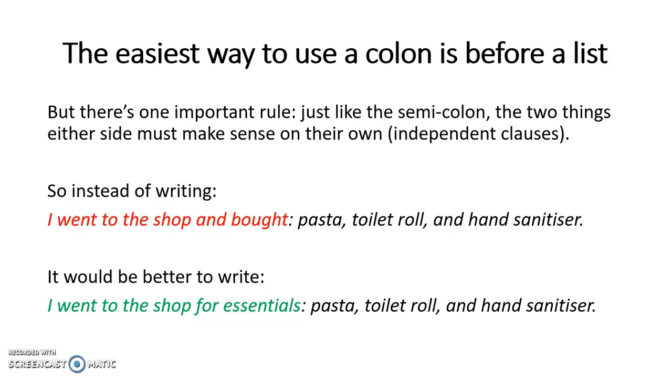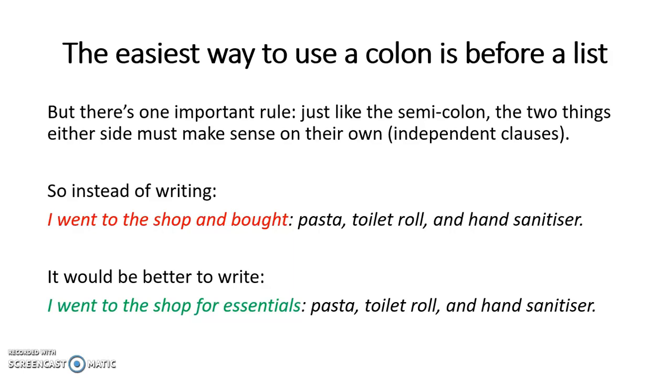So to improve what comes before that colon into an independent clause, I would better be writing, "I went to the shop for essentials: pasta, toilet roll, and hand sanitizer." So I'll let you make up your mind as to how essential they are. "I went to the shop to stock up," you might put, okay? But something that would make sense where you could put a full stop before you introduce that list.